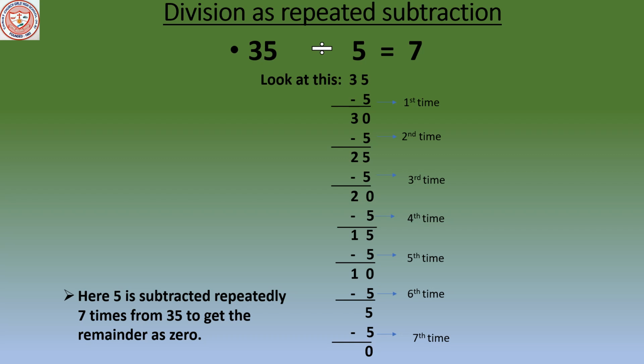Yes. Here 5 is subtracted repeatedly how many times? Count. 1, 2, 3, 4, 5, 6, 7. Here 5 is subtracted repeatedly 7 times from the number 35 to get the remainder as 0. This process of repeated subtraction is called division. Yes. Did you notice that? The quotient is equal to the number of times we subtracted.